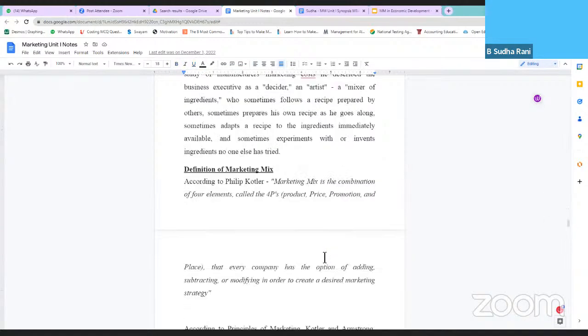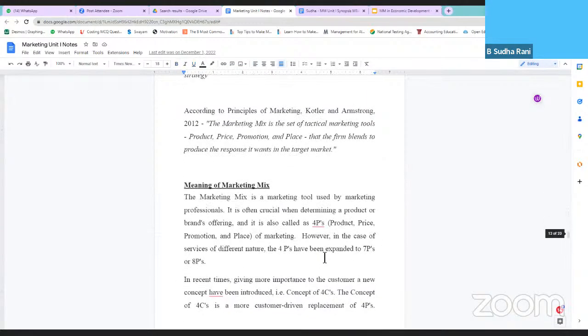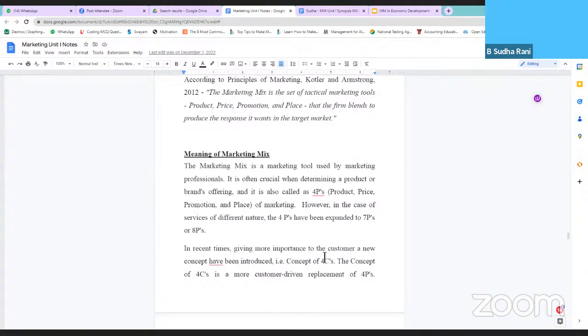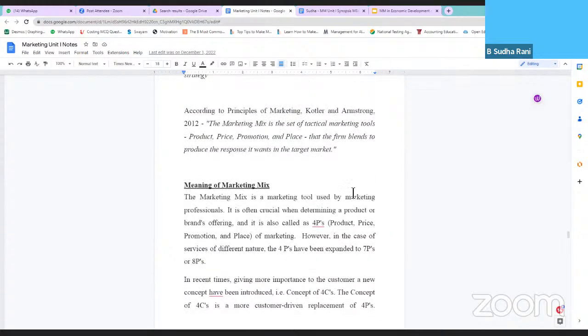Those elements are called the 4 P's. This is a tool used by marketing professionals to make sure the product reaches the customer's expectations and gets satisfaction, so that the firm can make profits. So what are those 4 P's? The 4 P's are product, price, promotion, and place. These are the 4 P's of marketing.